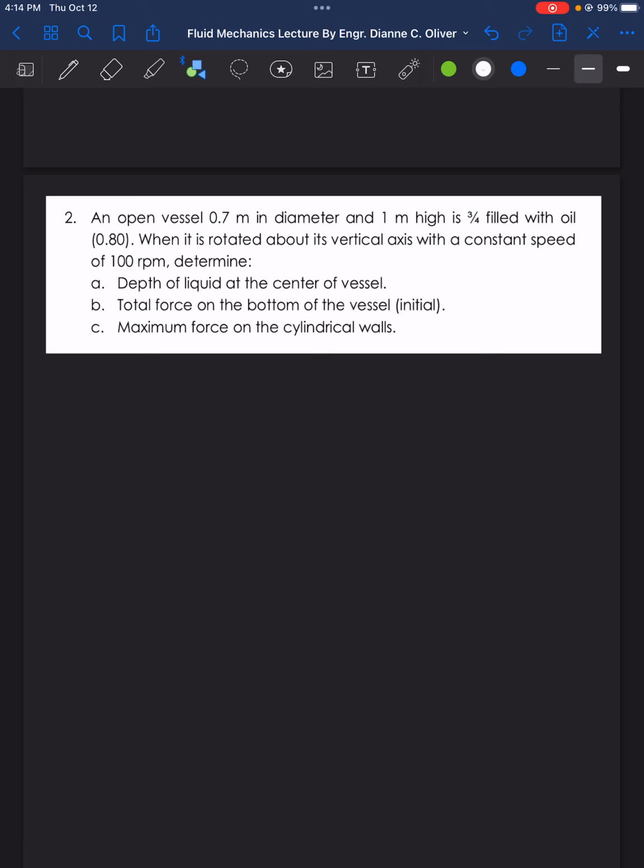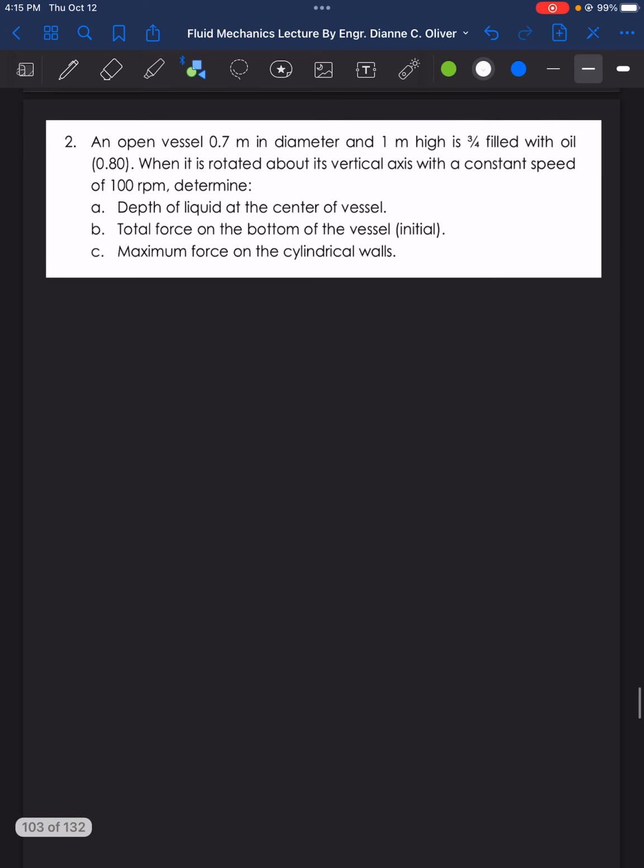An open vessel, 0.7 meter in diameter and 1 meter high, is 3/4 filled with oil with specific gravity of 0.8. When it is rotated about its vertical axis with a constant speed of 100 RPM, determine letter A, the depth of liquid at the center of the vessel, B, total force on the bottom of the vessel, that is the initial, and then C, maximum force on the cylindrical walls.